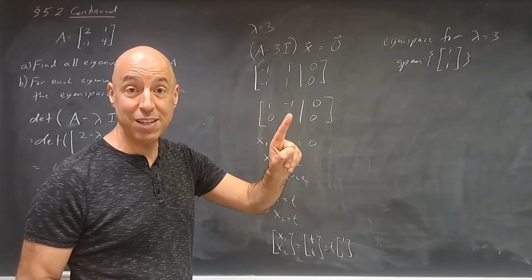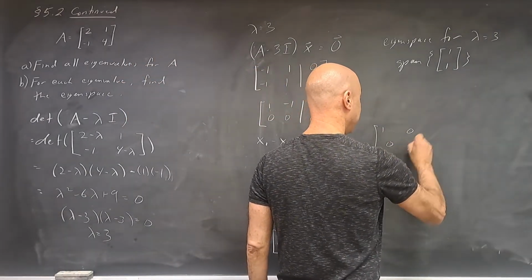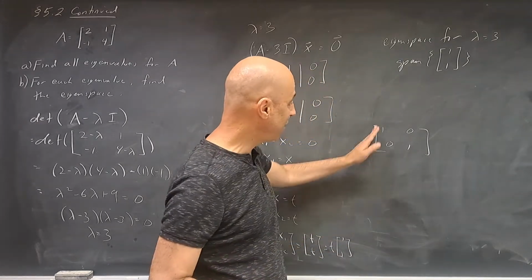It's possible to have just one eigenvalue and the eigenspace is two-dimensional. For instance, if I take the identity matrix, it's easy to read the eigenvalues off of that because it's diagonal.